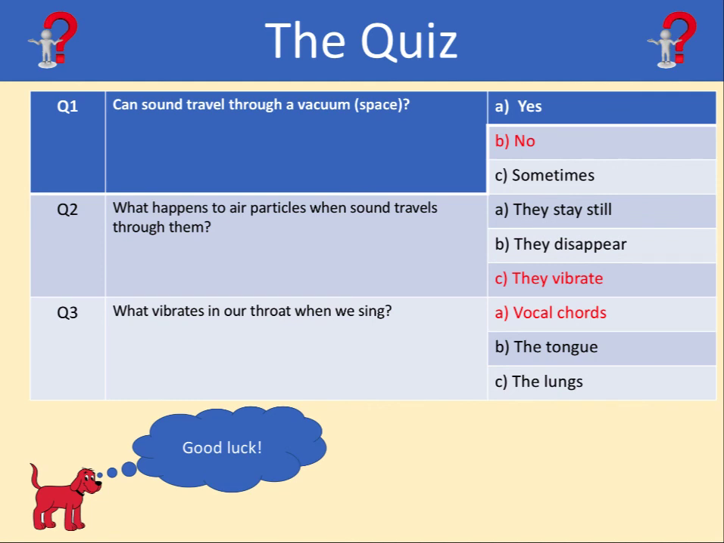Okay, here's the answers. How'd you get on? Can sound travel through a vacuum, i.e. space? No. Big no there. What happens to air particles when sound travels through them? They vibrate. And what vibrates in our throat when we sing? The vocal cords. That was bad singing.